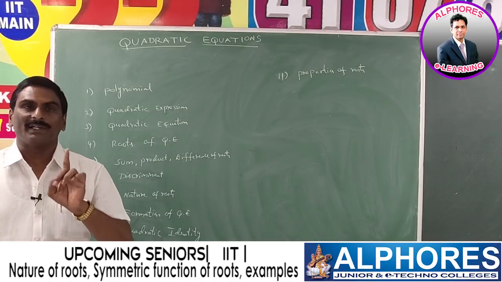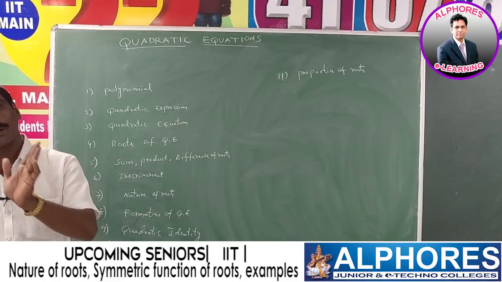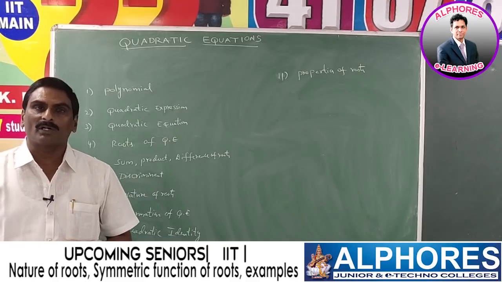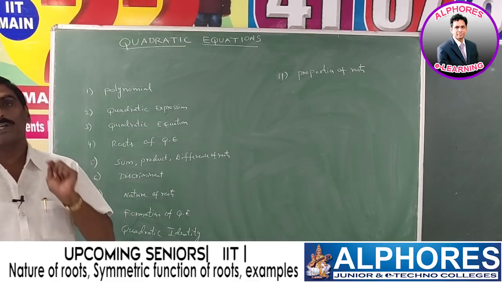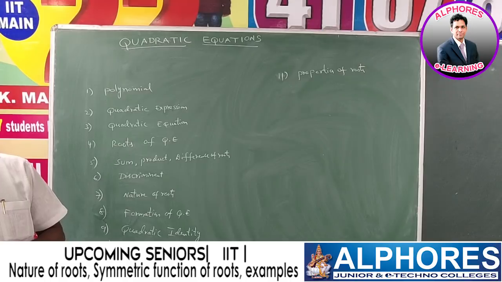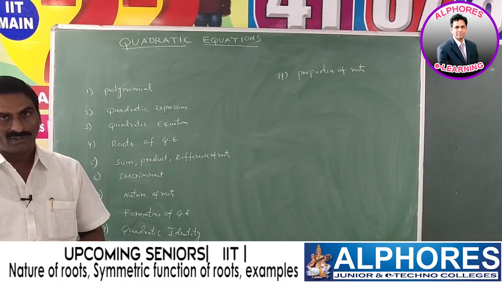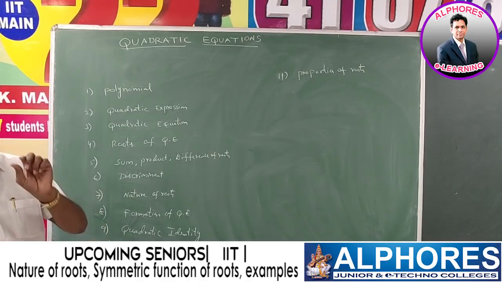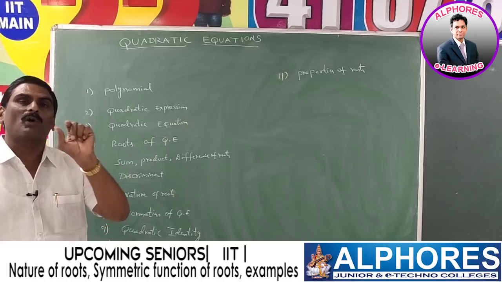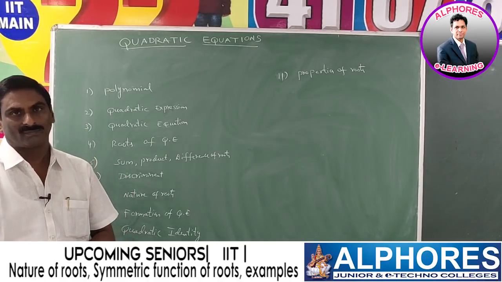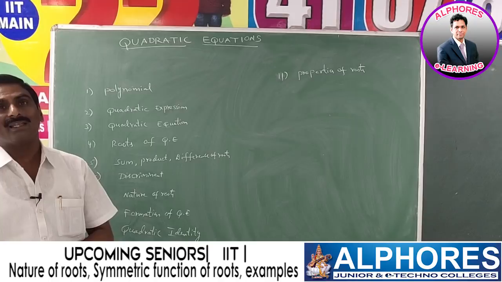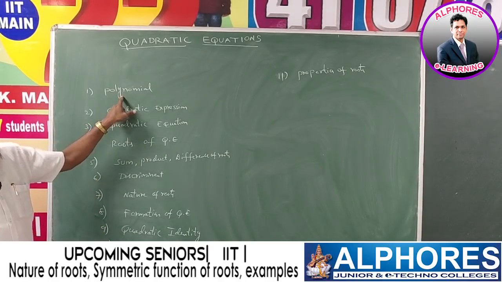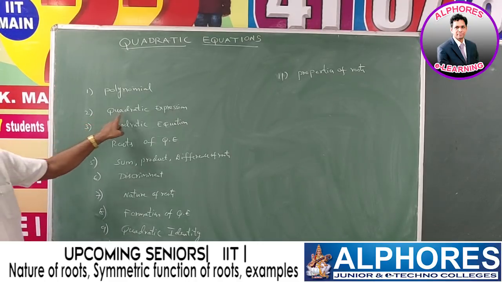If n is a non-negative integer and a0, a1, and so on up to an are real or complex numbers, then the expression in the form a0 x^n + a1 x^(n-1) + and so on up to an is said to be a polynomial. Here a0 is said to be the leading coefficient of the polynomial. The degree of the polynomial is n. The highest power in that polynomial is said to be the degree, and the highest power's coefficient, that is a0, is said to be the leading coefficient of this polynomial.